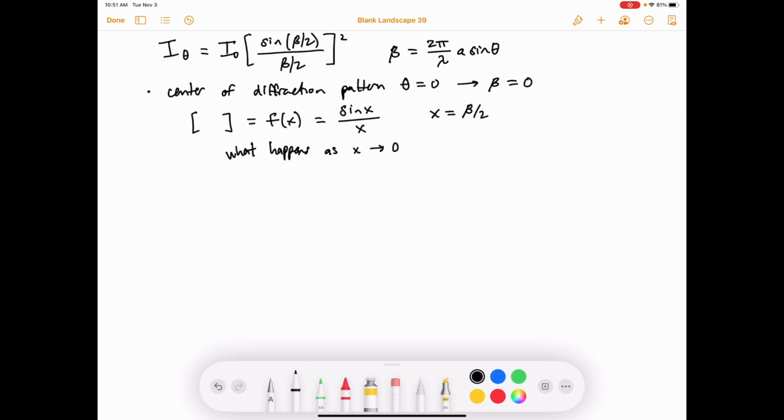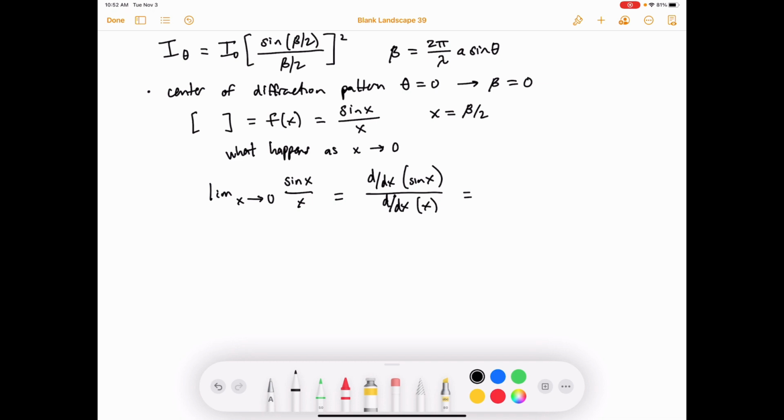Well, since we have sine x, which when you plug in x equals 0 gives you 0, divided by x, that's an indeterminate expression because it's 0 over 0. So in order to take the limit as x goes to 0, we need to apply L'Hopital's rule, which means we take the derivative of the expression on top, so the derivative of sine x, divided by the derivative of x.